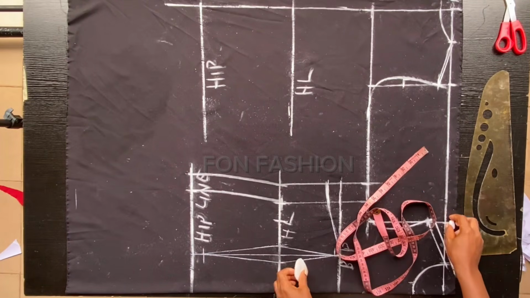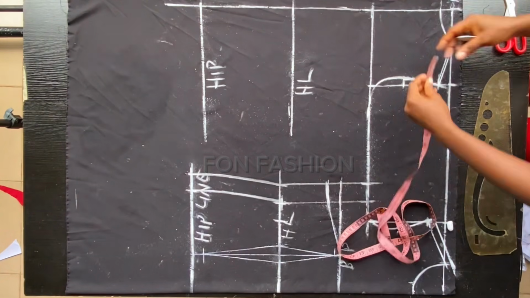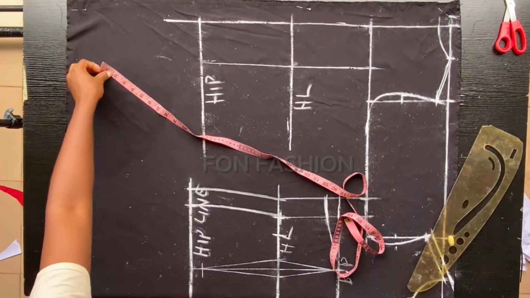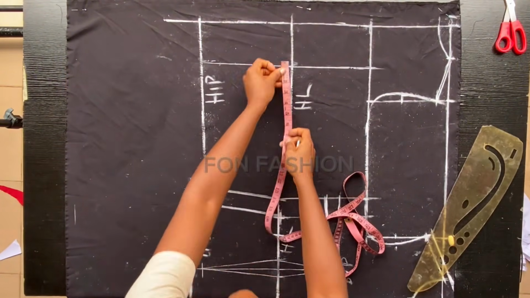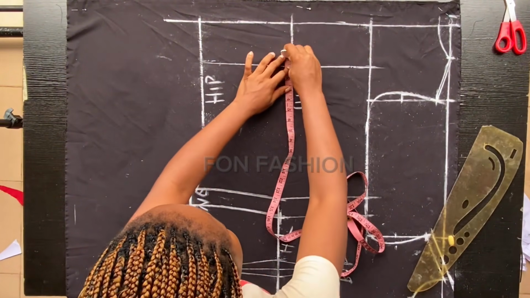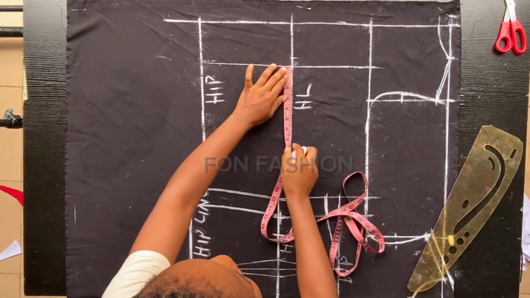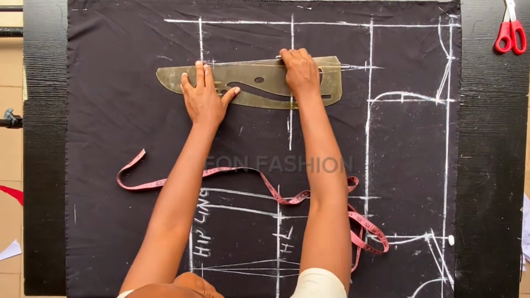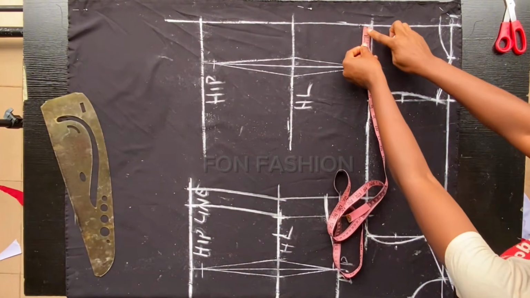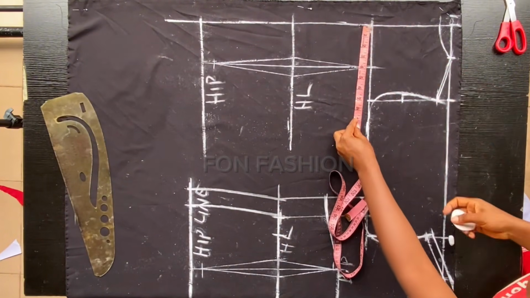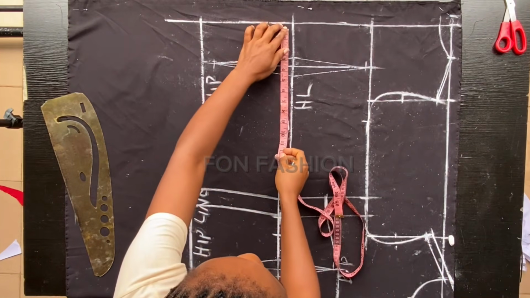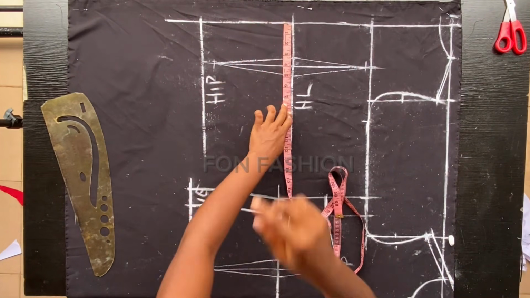So I'll also mark down the nipple to nipple measurement divided by 2. I'll come on each side of the dart line and mark down 0.75 for my dart intake. Then I'll come under the chest line and mark the bust circumference divided by 4. I'll come to the waistline and mark the waist circumference divided by 4.